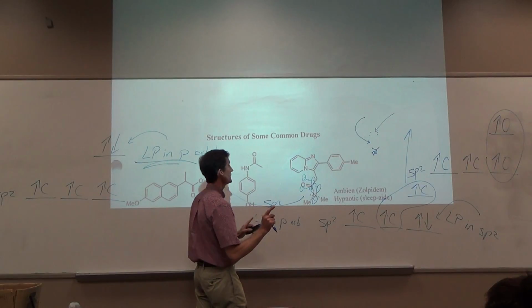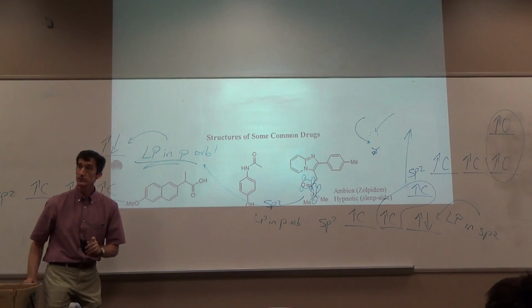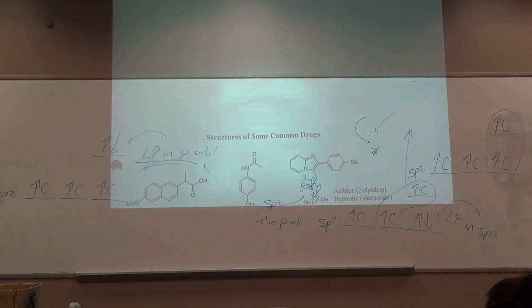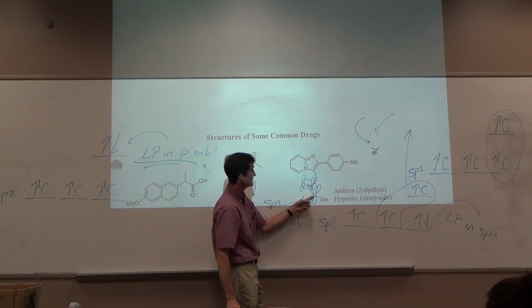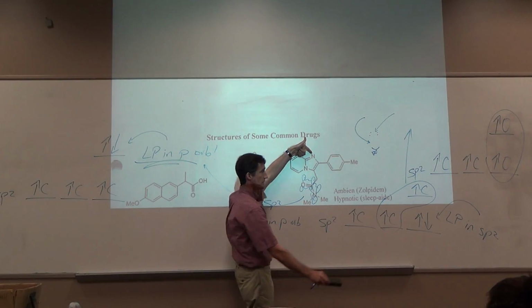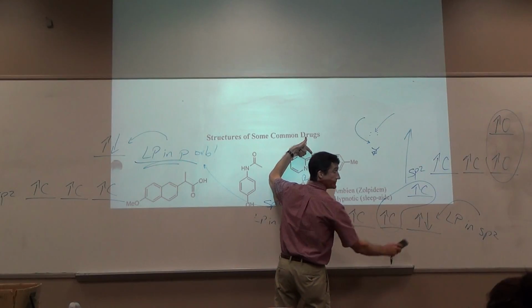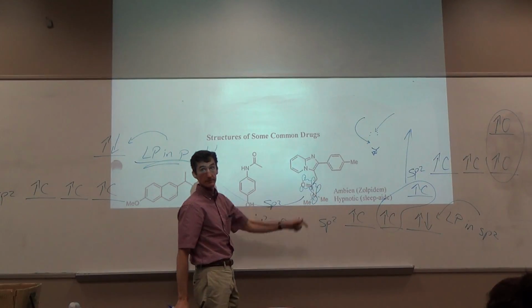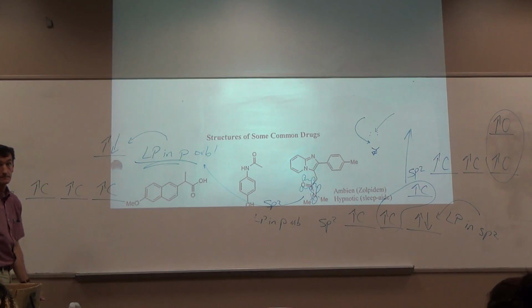Now the big difference: a lone pair that's in a p orbital is not going to be basic because it's busy doing conjugation stuff. That nitrogen is not basic. That nitrogen is not basic. Here the lone pair was in a hybrid. It's basic. Okay.